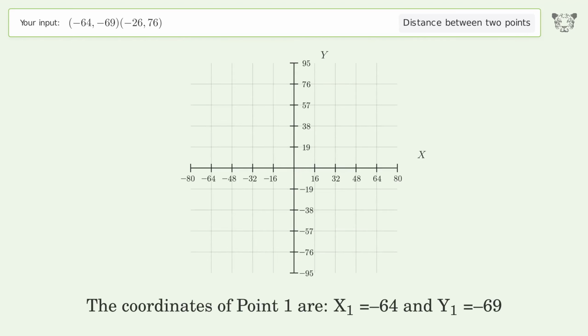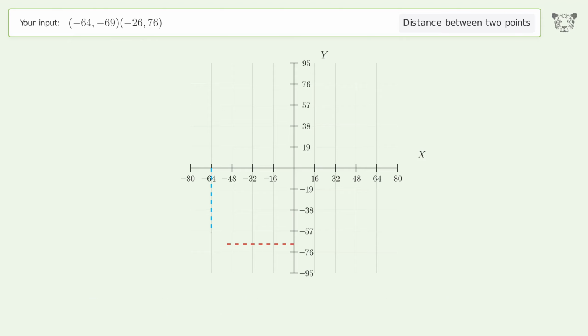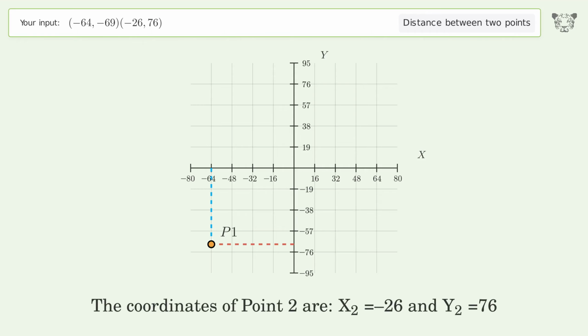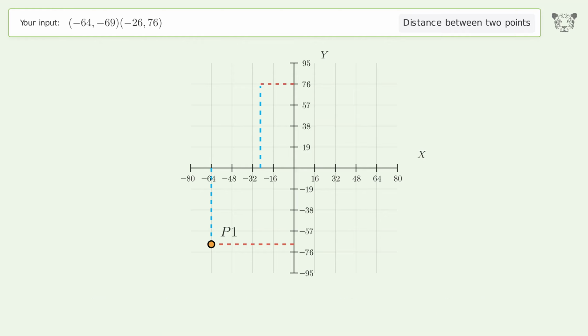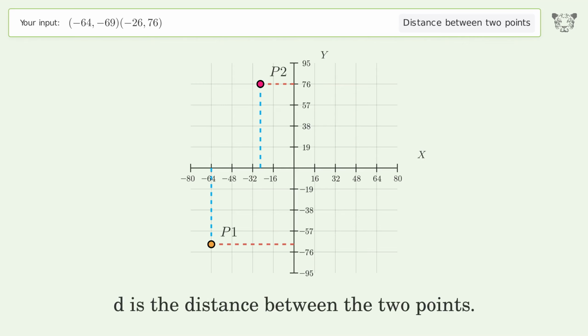The coordinates of point 1 are x1 equals -64 and y1 equals -69. The coordinates of point 2 are x2 equals -26 and y2 equals 76. D is the distance between the 2 points.